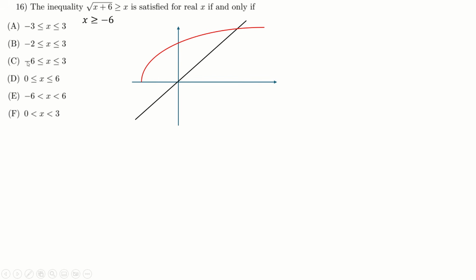So it's definitely either C or E. But where is this intersection? Well, we can just set them equal to each other and solve, right? We can just square both sides and not worry about it. We can solve this. One of these two things is obviously not going to work, and that's the minus 2.